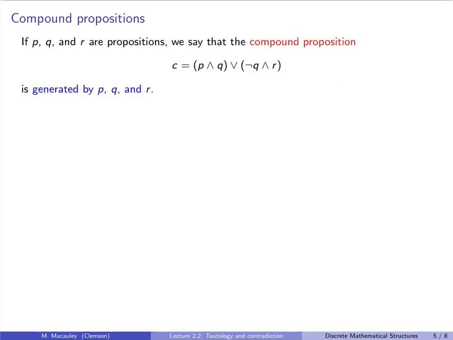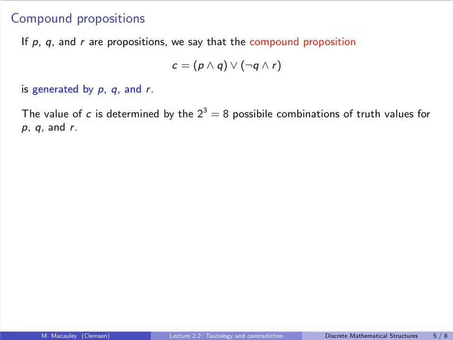Let's introduce some terminology, and we'll do it with an example. If we have P, Q, and R, which are propositions, then we can form a compound proposition. So here's an example. We can write C to be equal to (P and Q) or (not Q and R). And we say that this thing is generated by P, Q, and R. And of course, this is one example of many. There's infinitely many ways that we could string these things together. However, there are only finitely many possible functions that we can get that way.